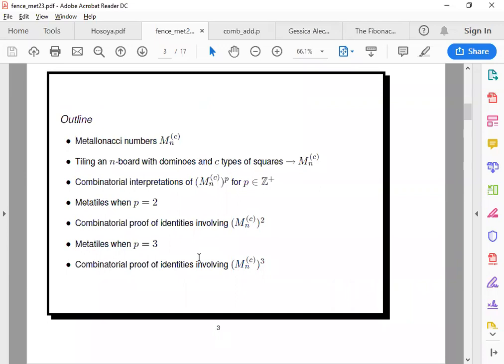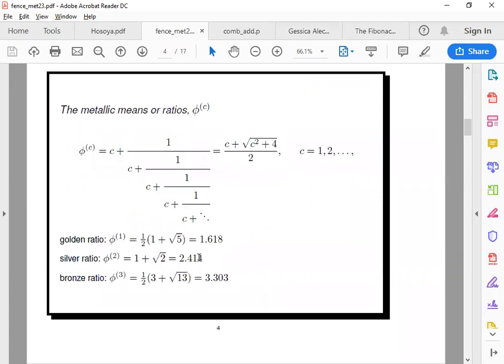So, an outline. I start off telling you what I mean by the metallonacci numbers, and then we'll see that a combinatorial interpretation of those numbers is to tile an N board with dominoes, and instead of just one type of square, we're going to have squares of C different colors. And then we're looking at combinatorial interpretations of those metal numbers to some power P, and we'll look at the special cases P equals 2 and P equals 3.